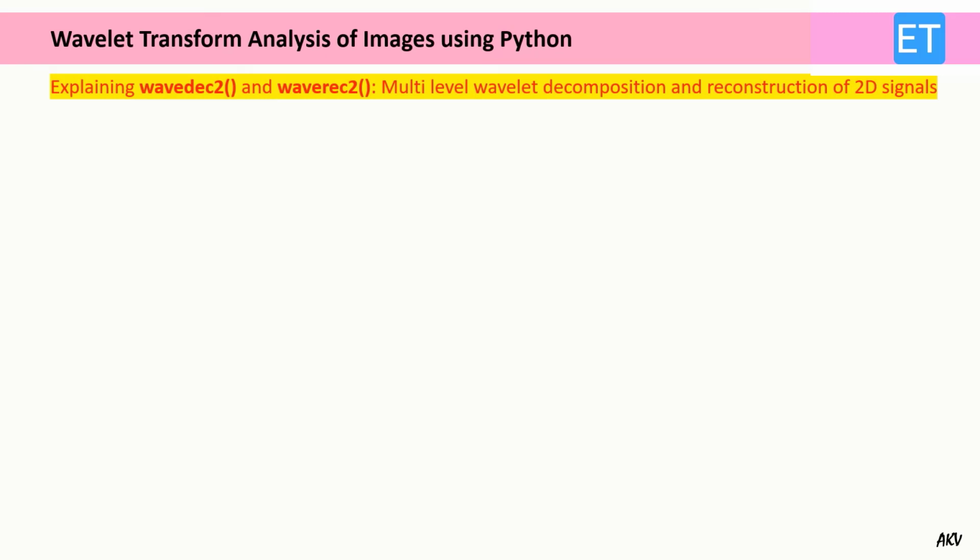Okay, now let me explain wavedec2 and waverec2. Actually, these are the multi-level wavelet decomposition and reconstruction. In the previous functions, the DWT, actually they were single level decomposition. So suppose you want to do a 3-level decomposition of an image, then you have to execute those DWT functions 3 times. So to avoid this, the wavedec2 function will be executed once to do any level decomposition, that means the nth level decomposition of an image.